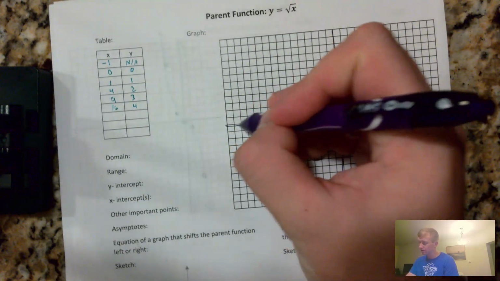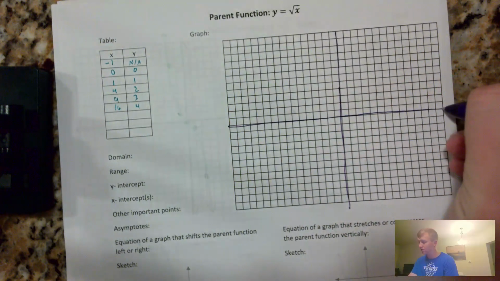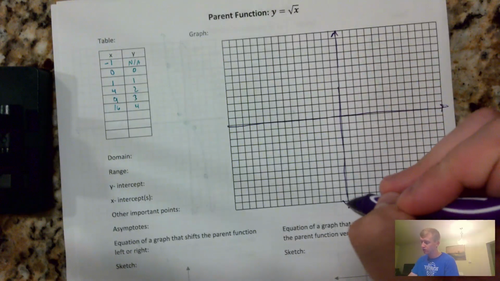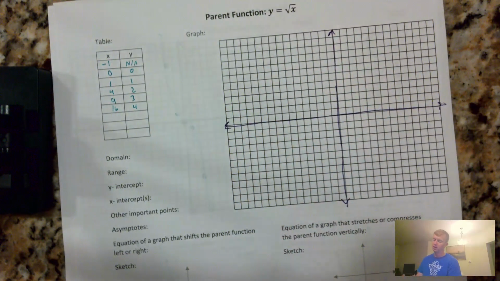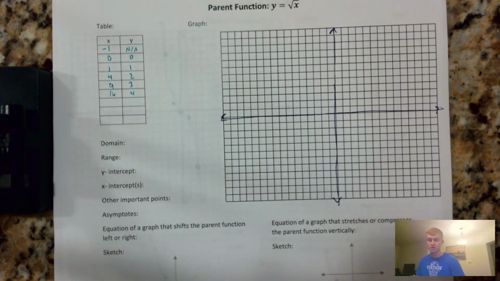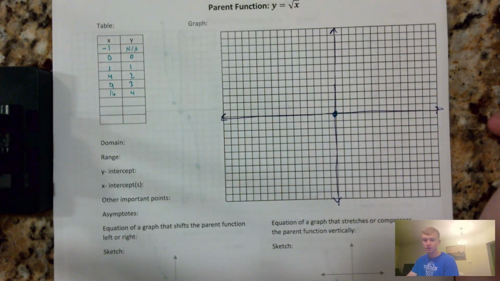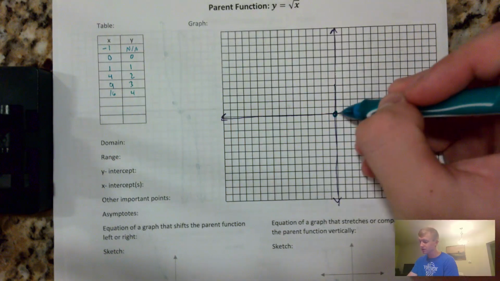And then I'm going to go ahead and draw the other axis. And now what we're going to do is include what the square root function looks like. So square root function, obviously it starts at 0, 0. So I'm going to go ahead and put that dot there. Next one, I'm going to put 1, 1. So in this case, over 1 up 1.